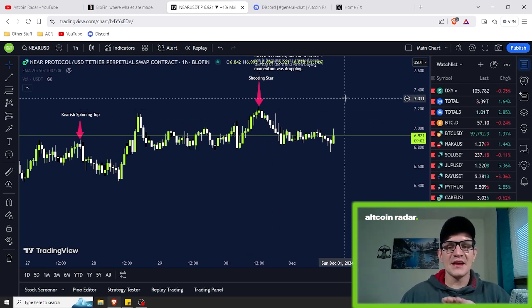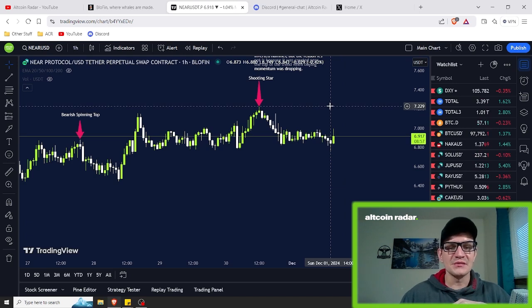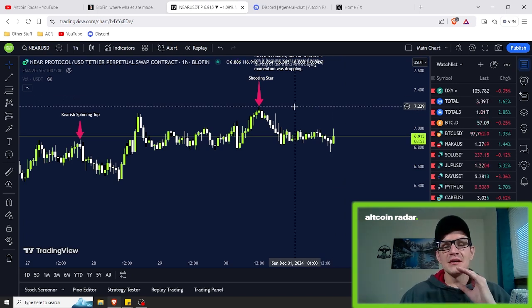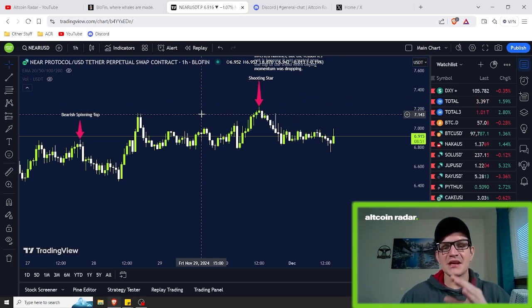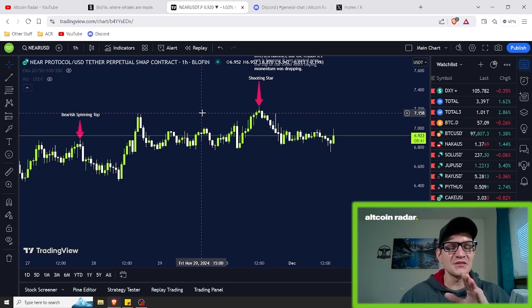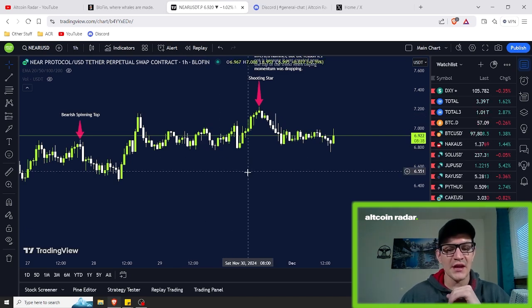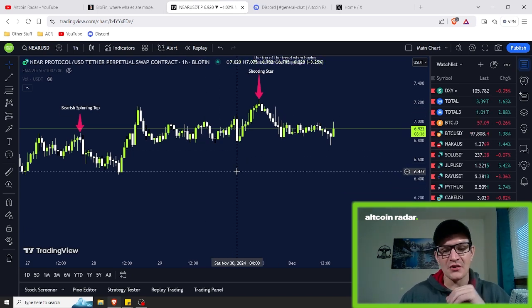So I'm not saying that this is a set in stone strategy that you can go ahead and use and become instantly rich with or anything like that. What I'm saying here is paying attention to candlestick patterns in addition to your already existing trading strategy can really help you to make very good entry and exit decisions into your trades that you already currently look at. So that's kind of what I wanted to get across in this video.